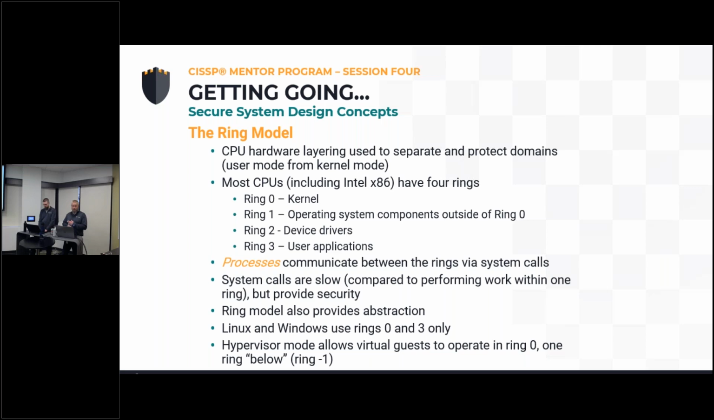Kernel will be a word that you want to know. You'll want to know abstraction, and you want to know what these 4 layers are. And these are all applicable. These happen in all computers, so it's not like this has gone anywhere. Processes communicate between rings via system calls. System calls are slow, so you won't notice it, but they are slower than operating on the same ring.